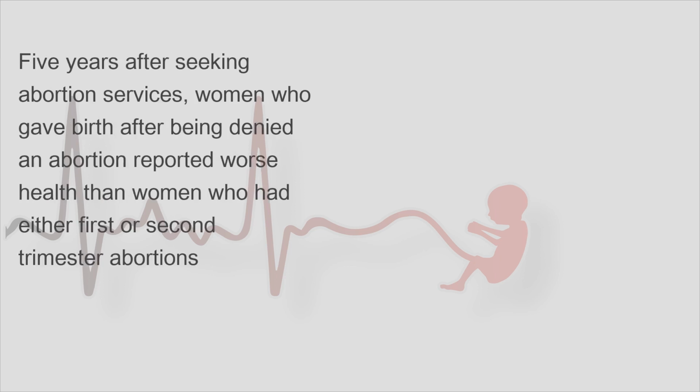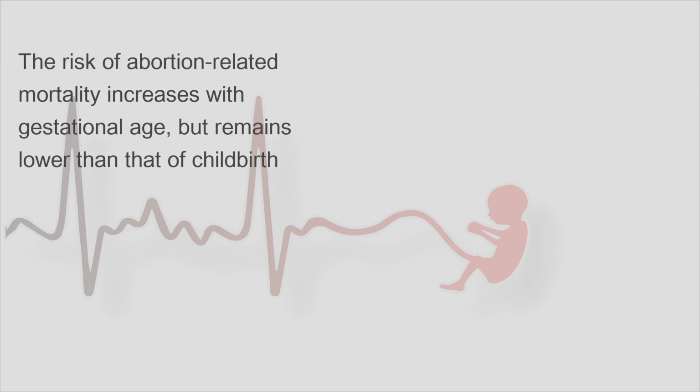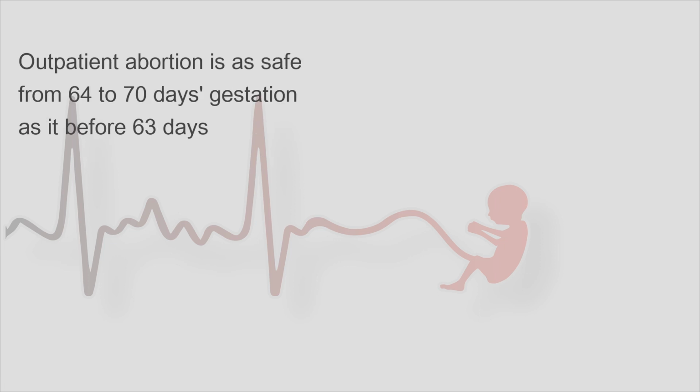5 years after seeking abortion services, women who gave birth after being denied an abortion reported worse health than women who had either first or second trimester abortions. The risk of abortion-related mortality increases with gestational age, but remains lower than that of childbirth. Outpatient abortion is as safe from 64 to 70 days gestation as it is before 63 days.